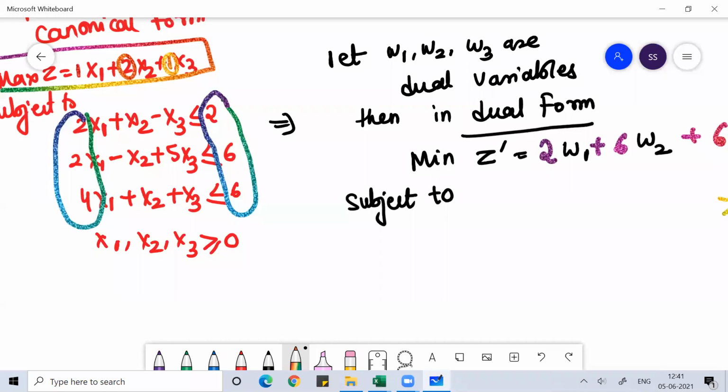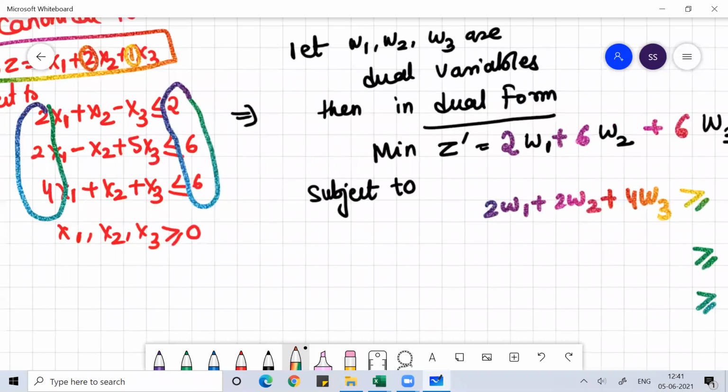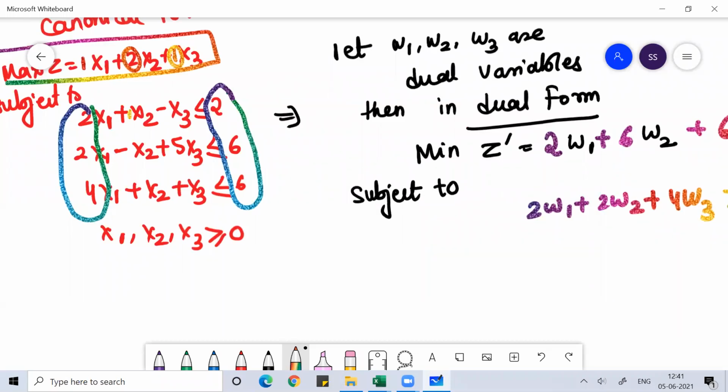So what is the transpose of the body matrix of the primal problem? You can see 2, 2, 4. Here you introduce three variables, no? So 2W1 plus 2W2 plus 4W3 is greater than or equal to 1. Then this is 1, this is minus 1, and then 1. So again you write this.